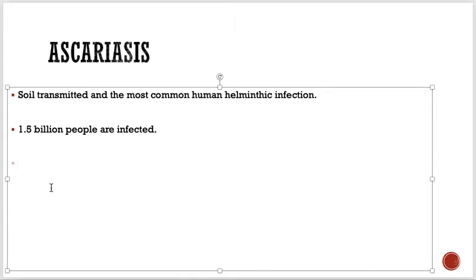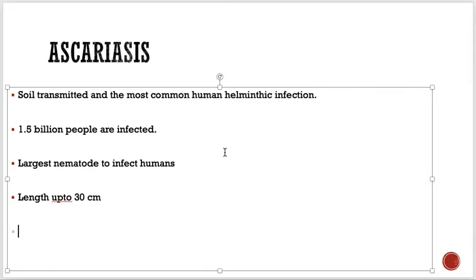This condition, ascariasis, is caused by Ascaris lumbricoides. It's an intestinal roundworm, and you can say the largest nematode to infect humans. The adult worm lives in the small intestine and can grow up to 30 centimeters in length. So see how long it is. And the females are larger than males.